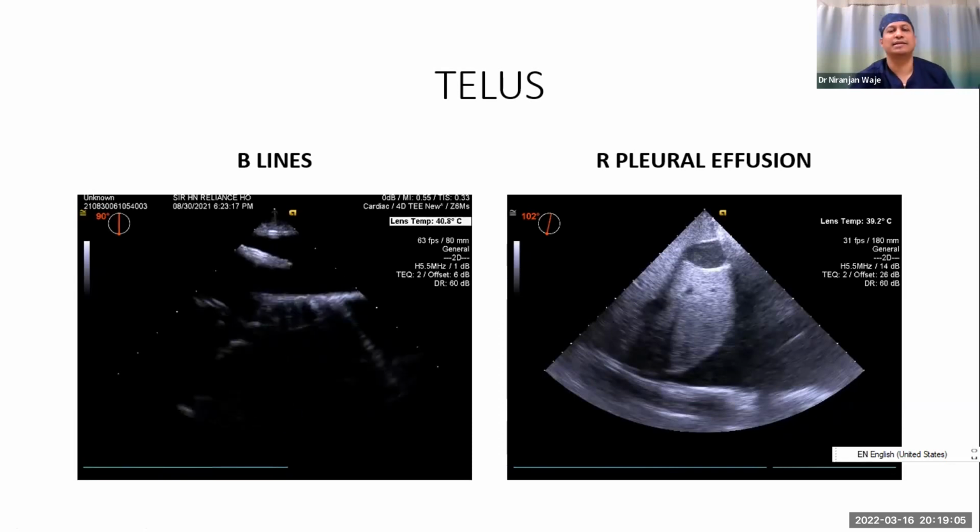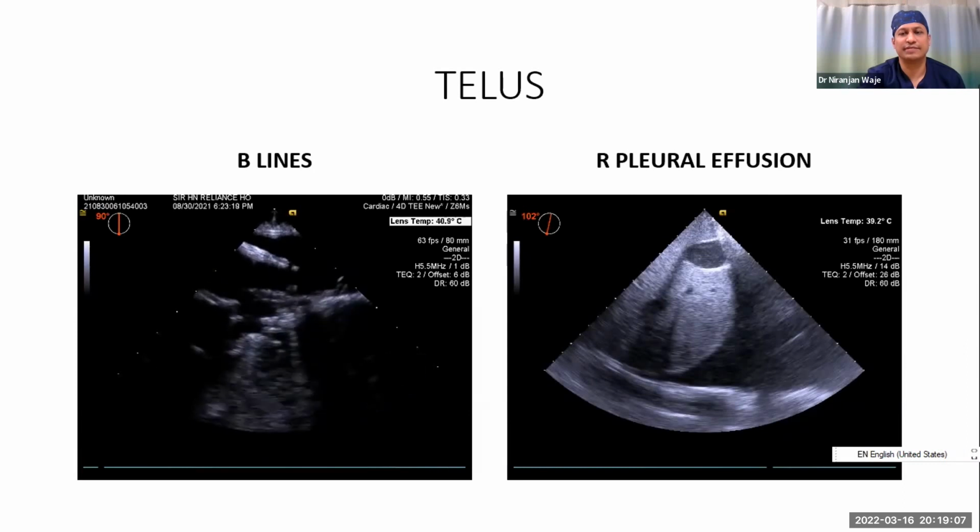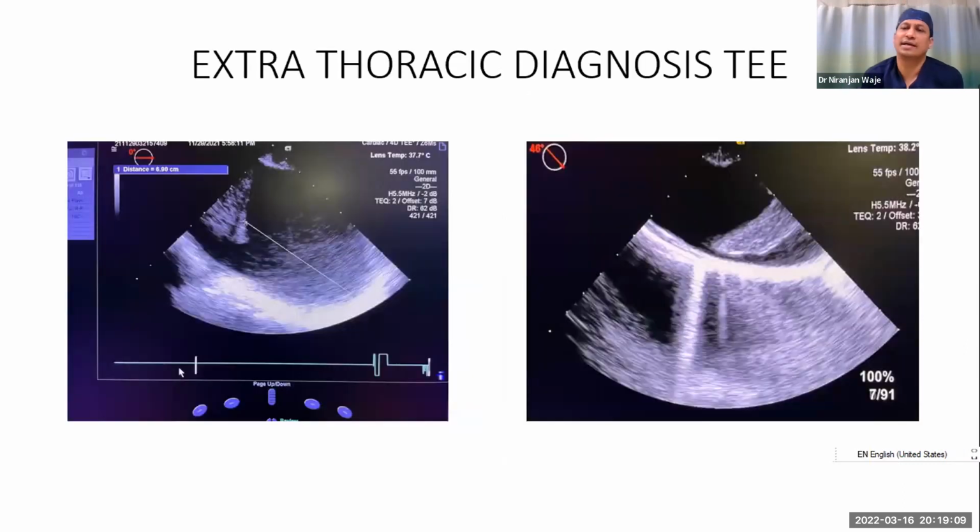So transesophageal ultrasound, this is what we are finding. It has been used not only for cardiac, but now extended to non-cardiac causes, and not only thoracic, but now its utility has been extended even to abdominal causes of hemodynamic instability, like a hemoperitoneum.